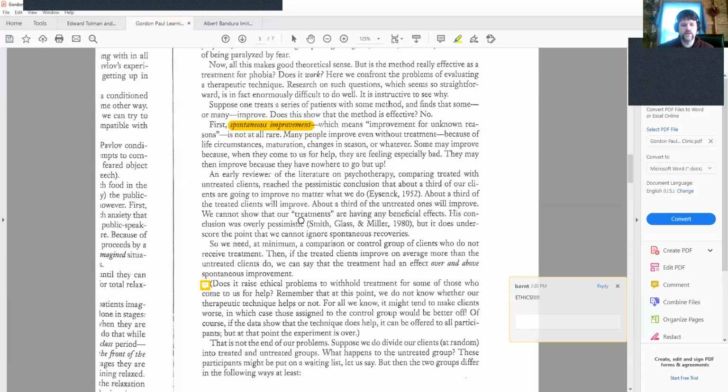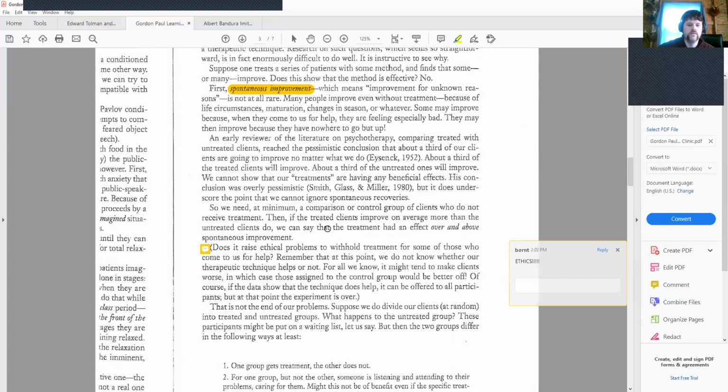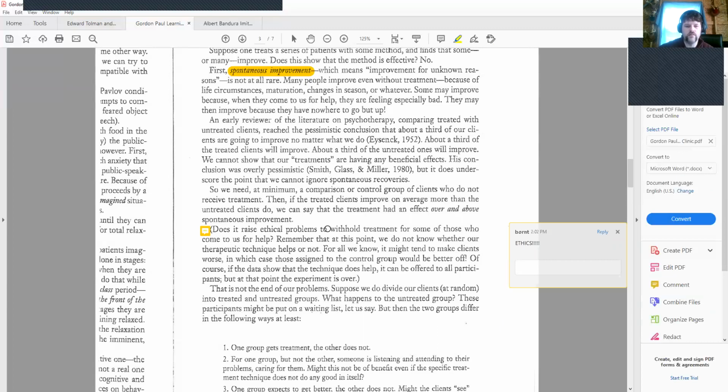Another thing to think about is spontaneous improvement. Many people will improve at public speaking without any treatment. So at the beginning of the class, they might be really fearful, but after they do it, they get some experience, they get some encouragement, they might get a lot better at public speaking and not having fear without any help. So we call this spontaneous improvement. So that has to be factored in.